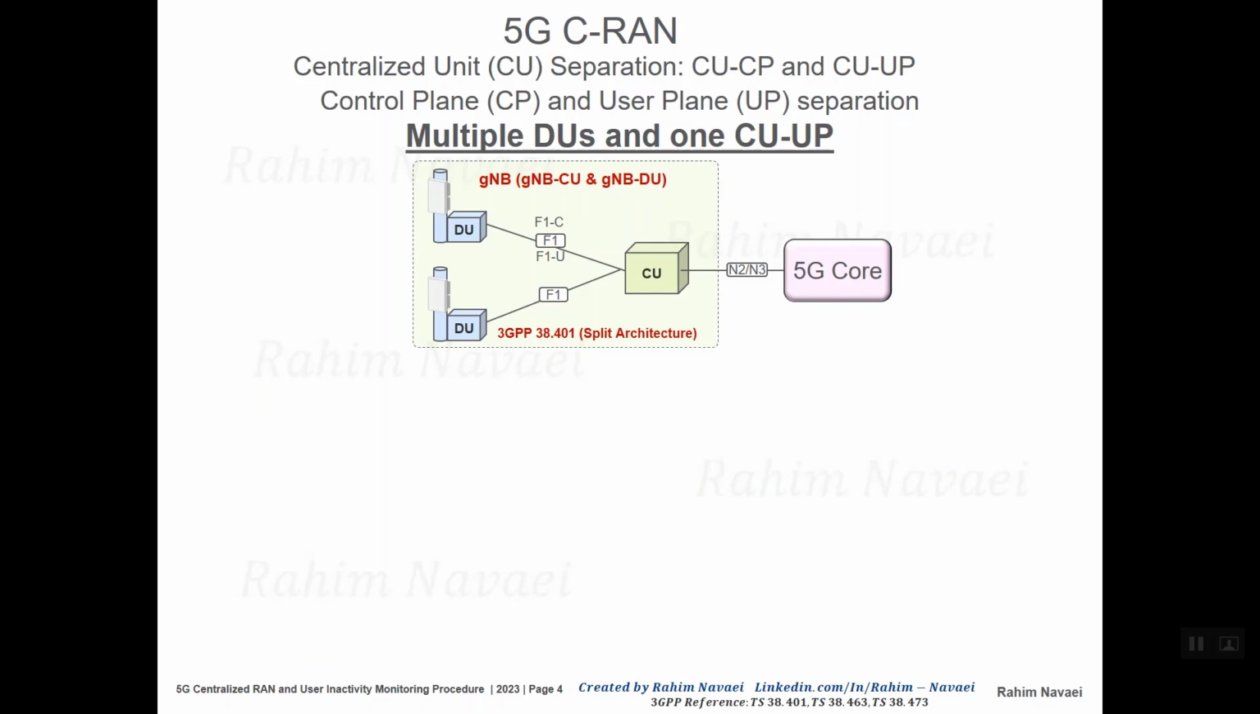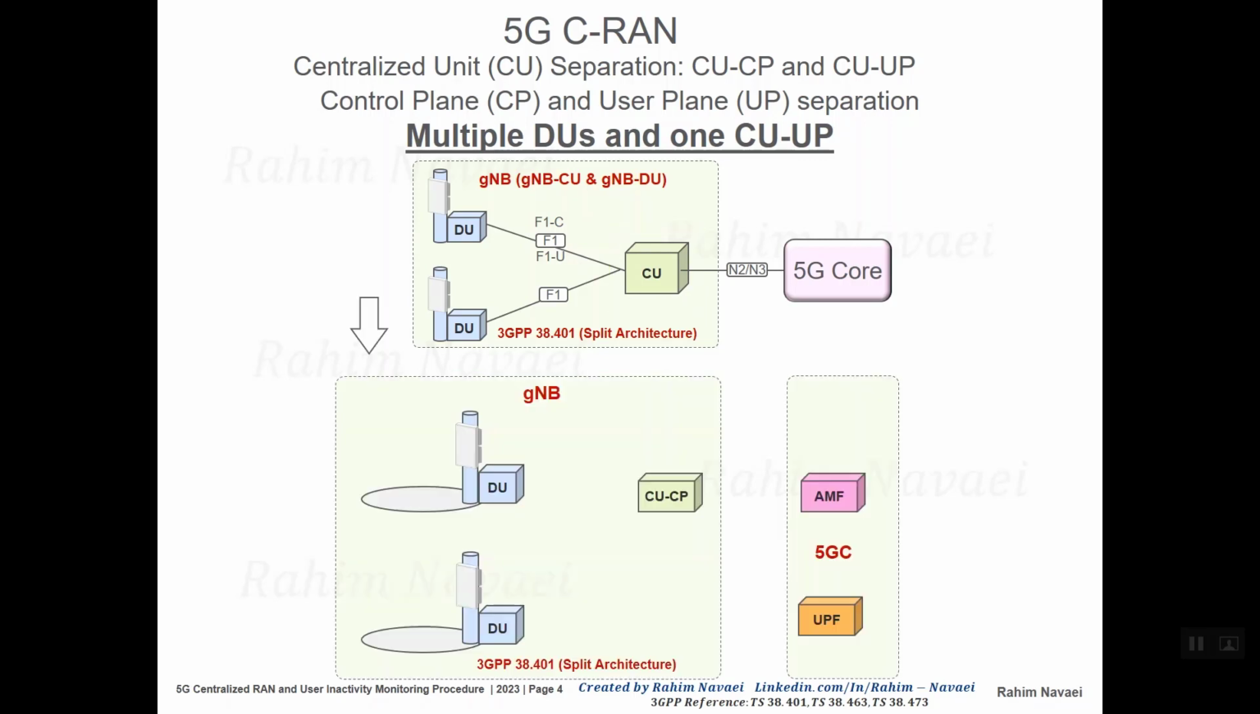According to the 3GPP specification, we can take the functionality of the gNB-CU and split it into the control plane part called gNB-CU-CP, and the user plane part called gNB-CU-UP. We've got the separation of the control plane and the user plane in the centralized unit. Therefore, this approach is more flexible, as control plane and user plane can be expanded separately.